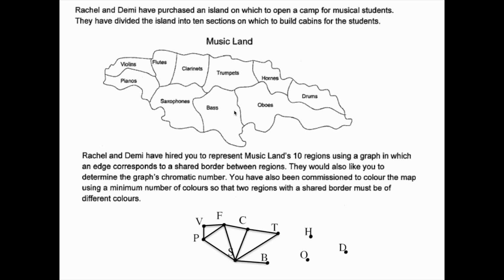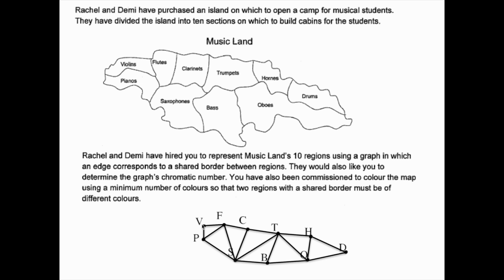The bass is connected to the trumpets, and the trumpets are connected to the horns. The trumpets are also connected to the oboes, and the bass is also connected to the oboes, and the horns are connected to the oboes and to the drums. The oboes are also connected to the drums. That's the graph.